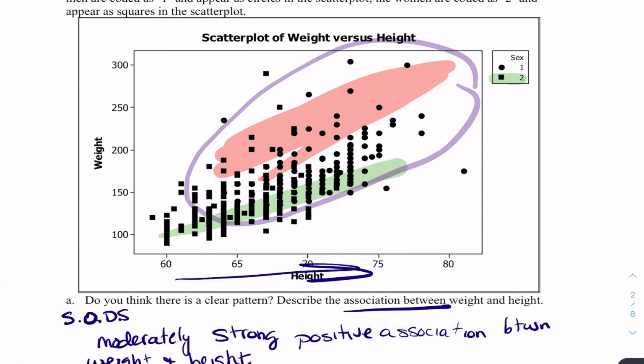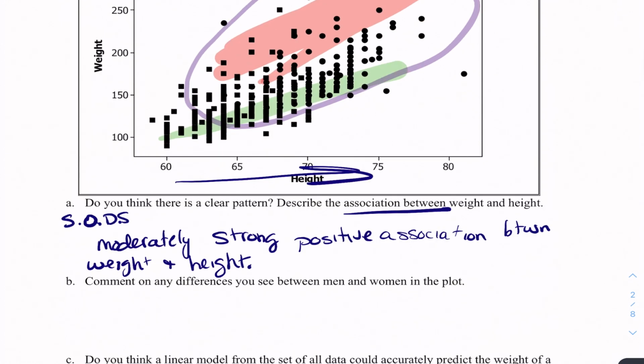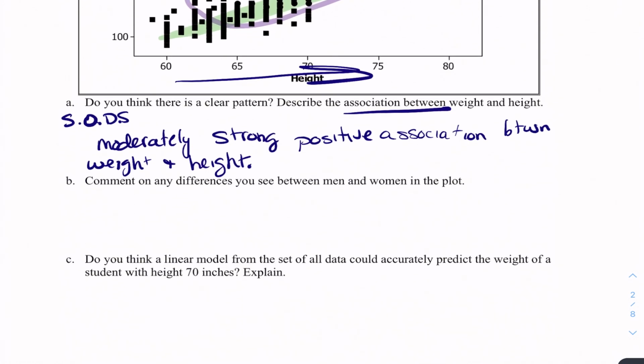The taller the person are, the more fluctuation in the weight. Some people are lower, some people are way more. So we could say the variation in weight is larger.